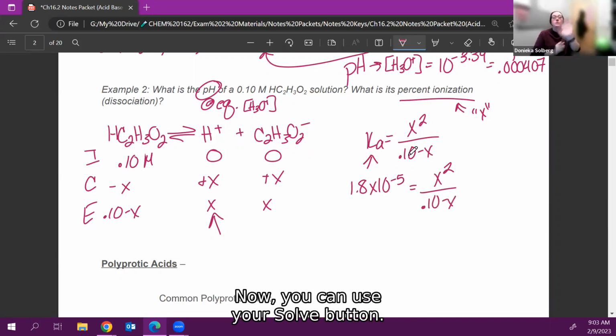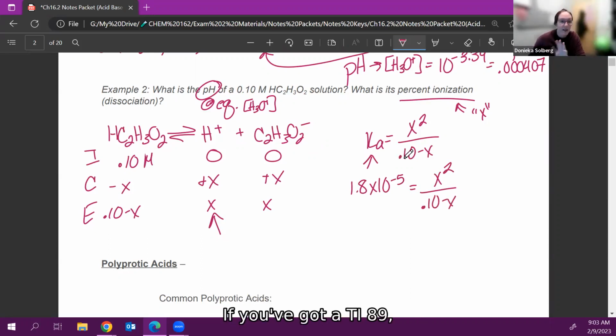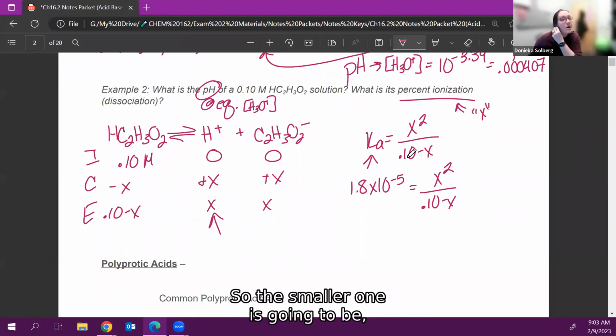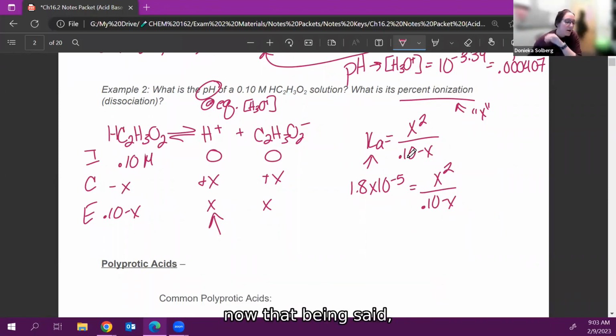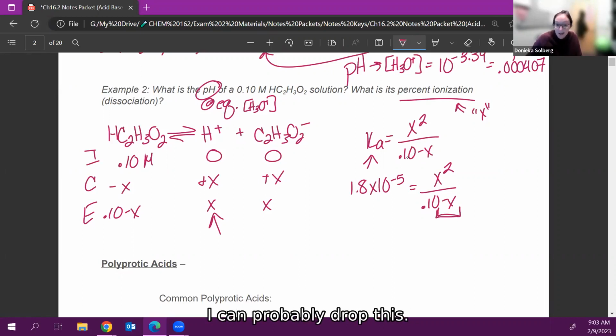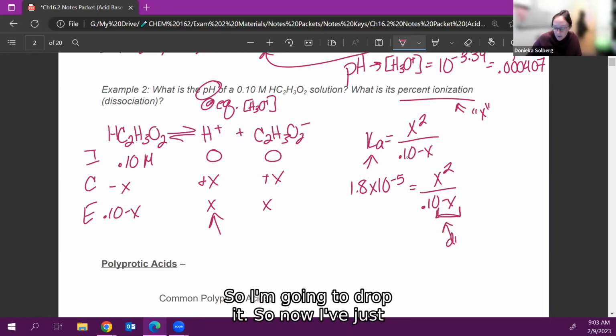Now, you can use your solve button. If you got a TI 89, go for it. That's great. You're going to get the x value. Now, you'll get 2, remember, but one of them is too big and you'll end up with negative numbers. You can't have a negative molarity. So the smaller one is going to be your answer. Now, that being said, this whole dropping x thing, if I drop this, that'll make my calculations a lot easier. And since it is a weak acid, I can probably drop this. So I'm going to drop it.